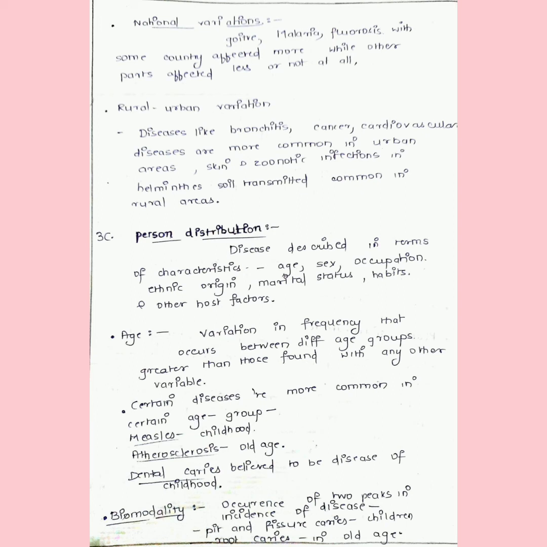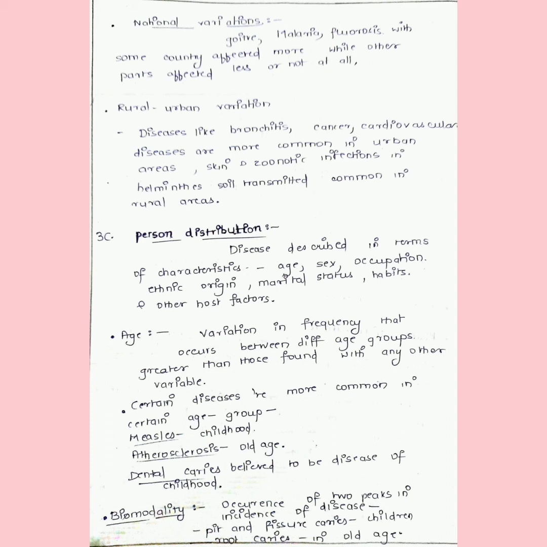Even the age of an individual, sex, occupation, habits can tell us a lot about the disease and can be linked to the risk factor or the etiological factor for the disease. So disease is described in terms of characteristics like age, sex, occupation, ethnic origin and other host factors, out of which age is very important because the variation in frequency that occurs between different age groups is greater than those found with any other variable. Certain diseases are more prevalent in certain age groups, like measles in childhood, atherosclerosis in old age. And there's this term bimodality.